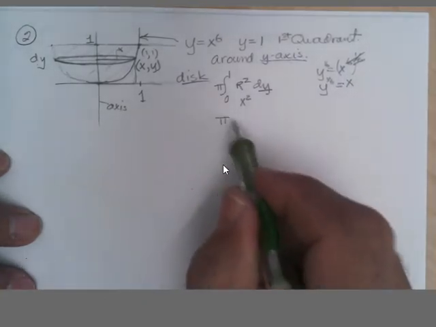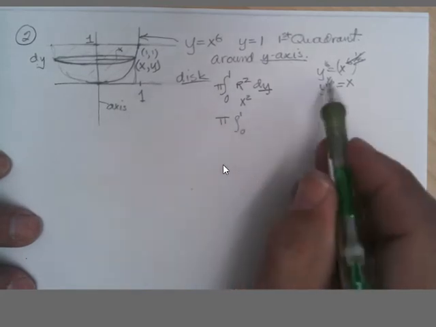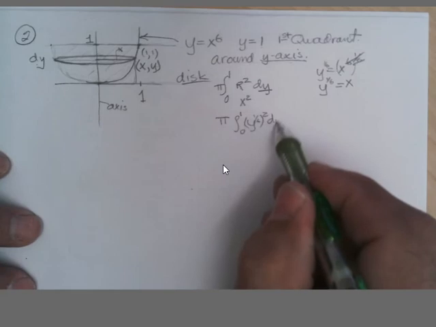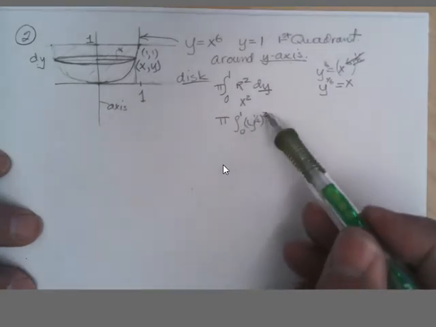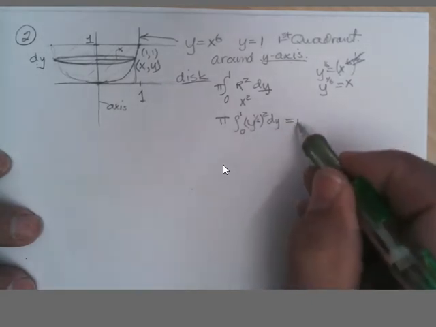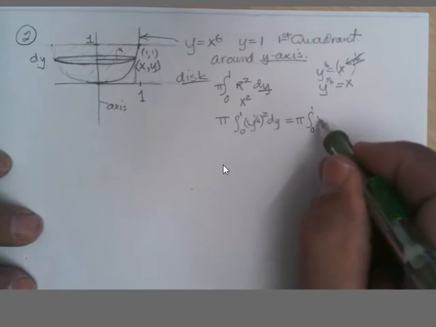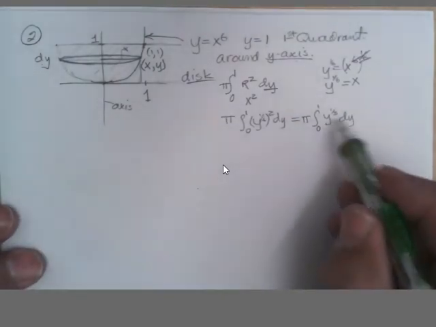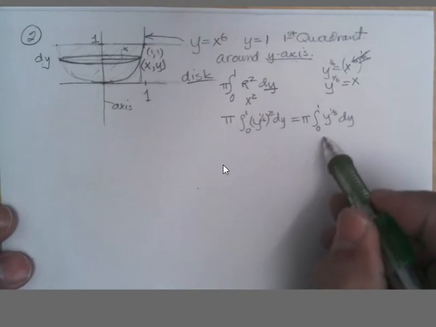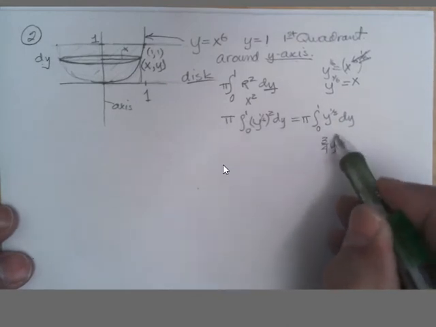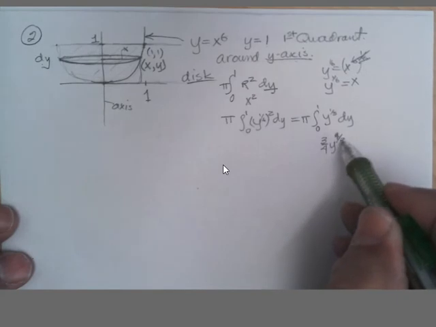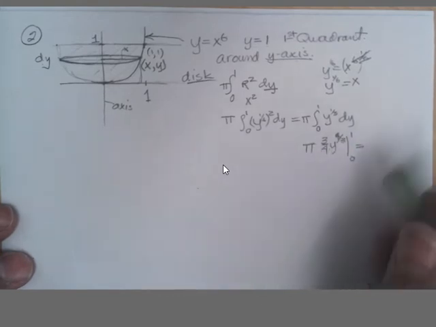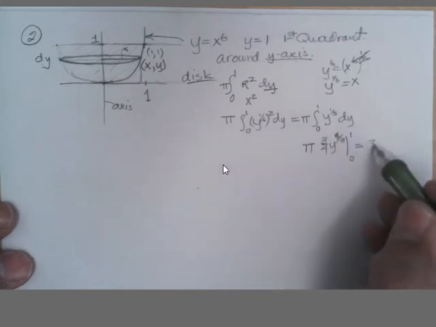So we have pi times the integral from 0 to 1 of y to the 1/6 squared, radius squared, dy. Well, if you have a y to a power, you multiply the powers. So we get pi, integral 0 to 1, y to the 1/3 dy. The antiderivative of y to the 1/3, add 1 would be 4/3, so it would be 3/4 y to the 4/3, evaluated from 0 to 1 and times pi. If you put 1 in there, you get 3/4. You put in 0, you get nothing. So 3/4 minus 0 is 3/4 pi.